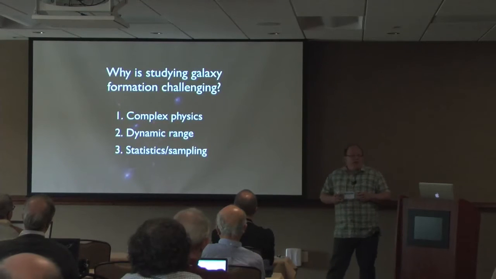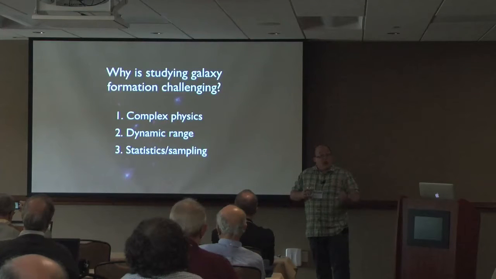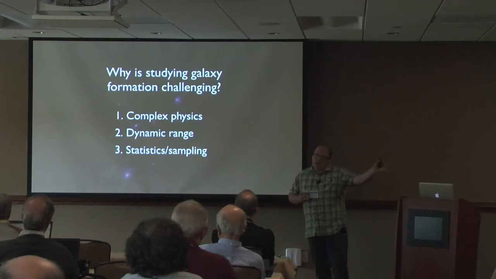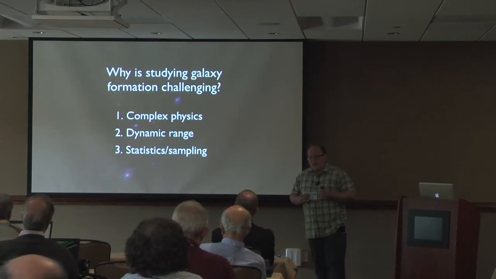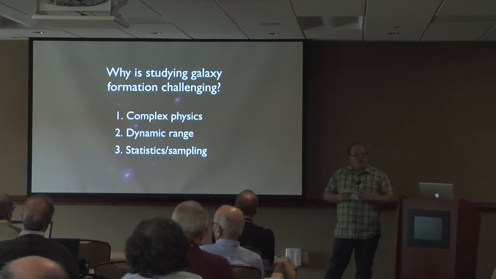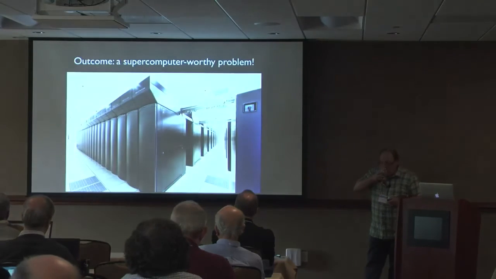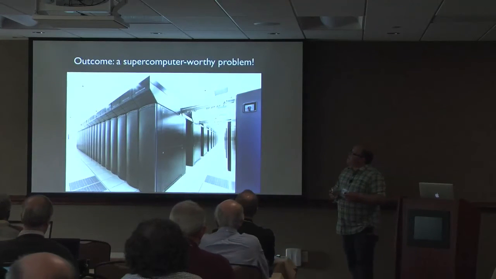And then finally, you have an issue of statistics, because simulating one galaxy isn't going to cut it. We look at populations of galaxies as astronomers because galaxies evolve on very, very long time scales compared to the human lifetime. So all we can do is look at a population and try to understand the growth and the evolution of that population based on a snapshot. And so we have to do large samples of galaxies as well to try to make that comparison in a meaningful way. And the outcome is a supercomputer-worthy problem.